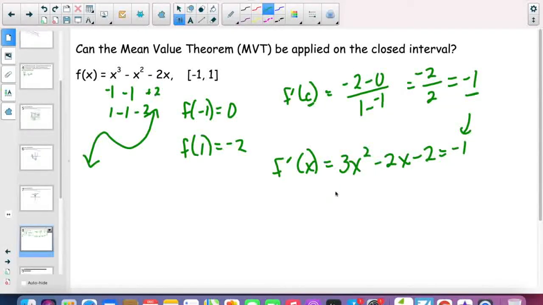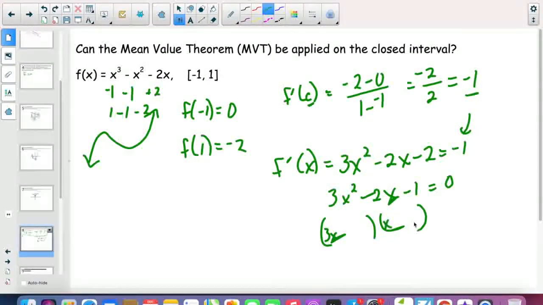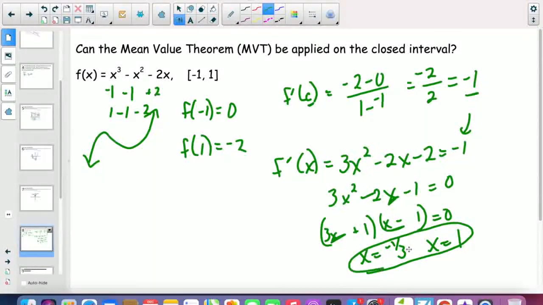So I'm just going to do the math by factoring here. I'm going to do 3x squared minus 2x minus 1 equals 0. And then I'm going to factor. Factors of 3 that subtract to give you 2. Well, we're going to have 3x and x. I'm going to have a 1 and a 1, and I'm going to have a minus 3x plus 1x. So my two factors are x equals -1/3 and x equals 1. So this has two c values where the instantaneous rate of change equals the average rate of change. Your c values will be -1/3 and 1.